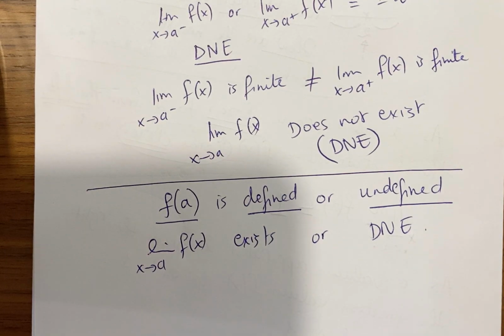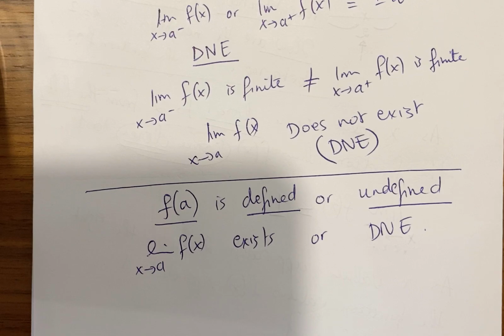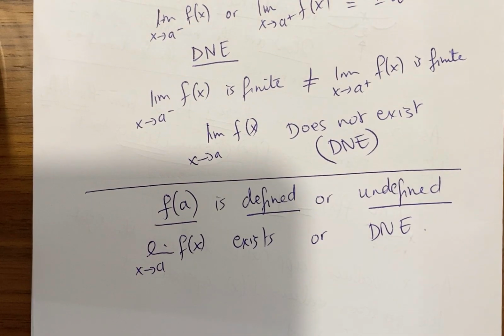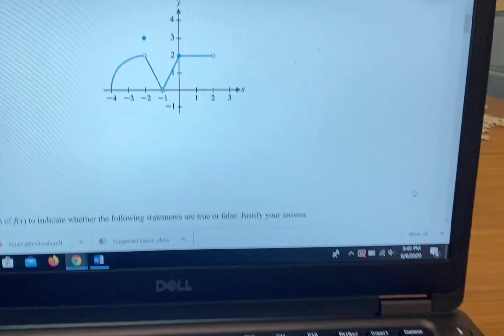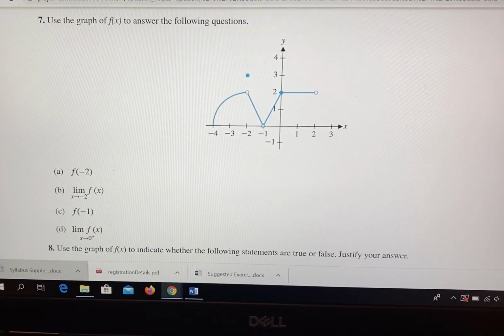All right, so let's look at graphs. Let's look at an example from the book, where we have a graph, and let's read the limit of the function from the graph. Let's look at this function over here. Let's read the questions and let's answer them.